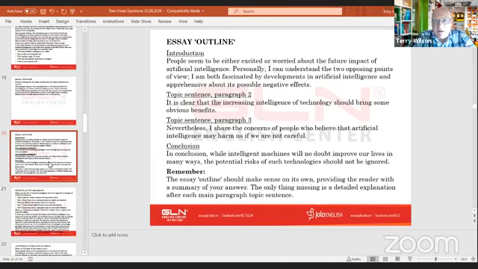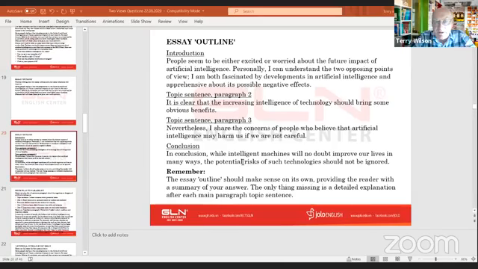So let's have a look at this first body paragraph, or paragraph 2. It is clear that the increase in intelligence of technology should bring some obvious benefits. And then for the next body paragraph, I go to the next point of view. Nevertheless, I share the concerns of people who believe that artificial intelligence may harm us if we are not careful. And then in my conclusion, while intelligent machines will no doubt improve our lives in many ways, the potential risks of such technology should not be ignored.